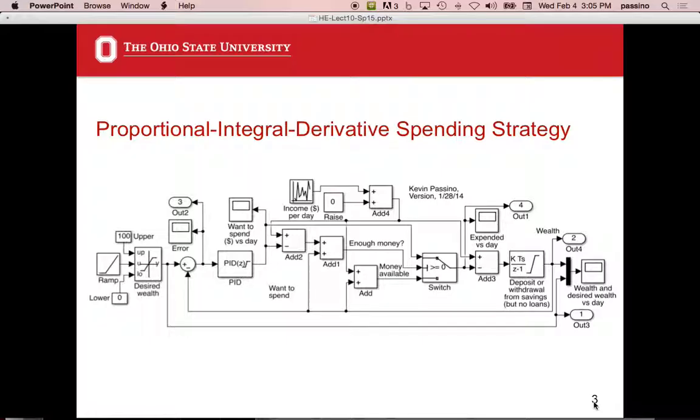Okay? Desired wealth and actual wealth. And what you want is you want them to be right on top of each other. If they're right on top of each other, then what you want to have in your pocket, you've got in your pocket. Okay? So that's the objective.